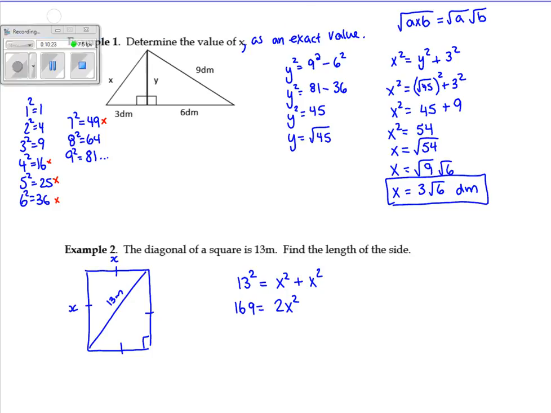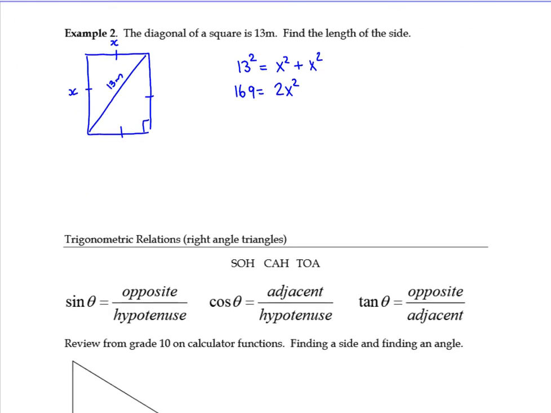Okay? What could you do after that? What must you do, actually, to get x by itself? Divide by 2. And then all you have to do is square root that. Maybe 2 decimal places or 1 decimal place is fine. Let's do 1 decimal place. 9.2. Did anyone solve this a different way? No?